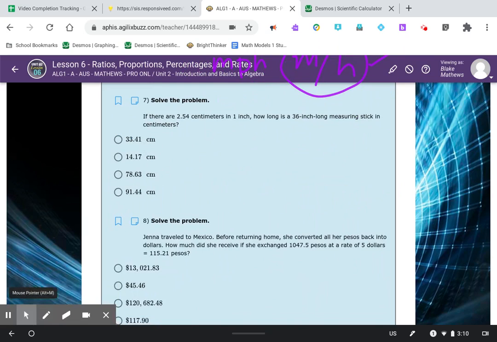Lastly, or not lastly, but next, if there are 2.54 centimeters in 1 inch, how long is a 36-inch long measuring stick in centimeters? Again, this shouldn't take too much thought. You know that 1 inch has this many centimeters. So what if you did times 36 of that? In other words, that's what we're doing. We're doing times 36 inches. So you need to multiply the centimeters times 36 to find out how many centimeters there are in a 36-inch long measuring stick.